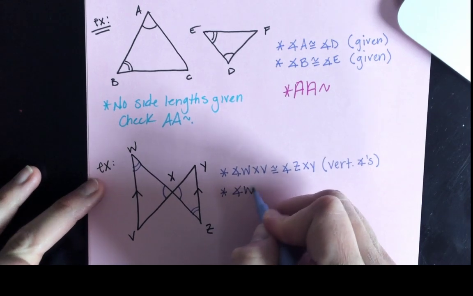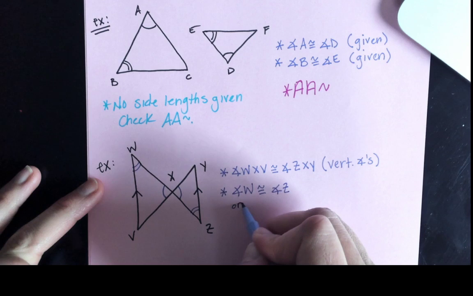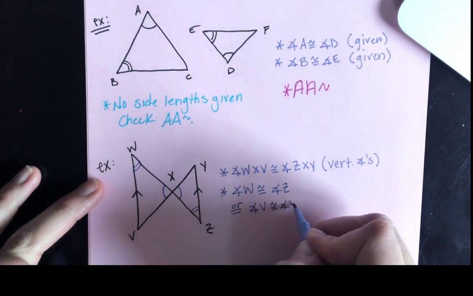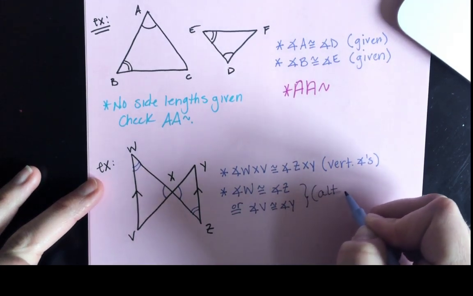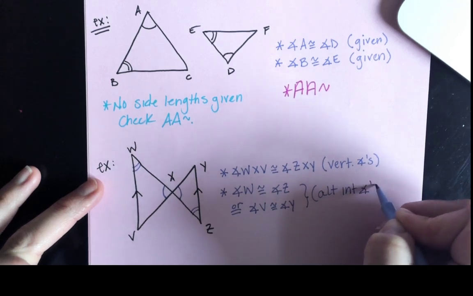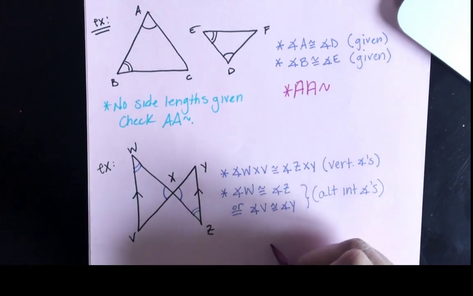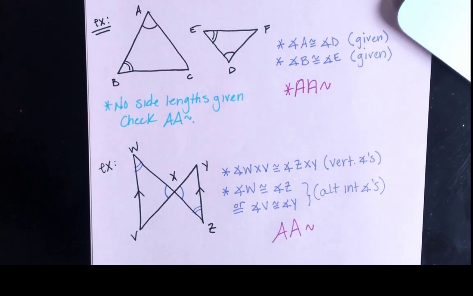So we could have angle W is congruent to angle Z, or we could have listed angle V was congruent to angle Y. Either way, alternate interior angles. Now we only need two of them, so it really doesn't matter which two of these three you pick, but that would give us angle-angle similarity. But again, there's no side lengths, so it's either going to be similar or not.